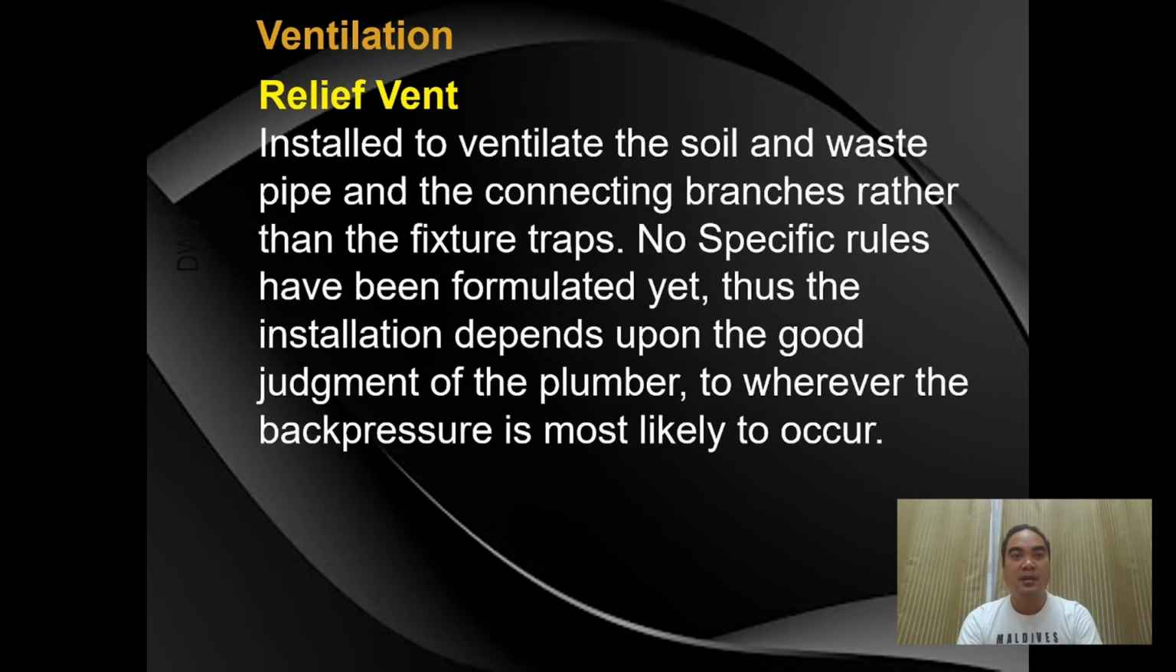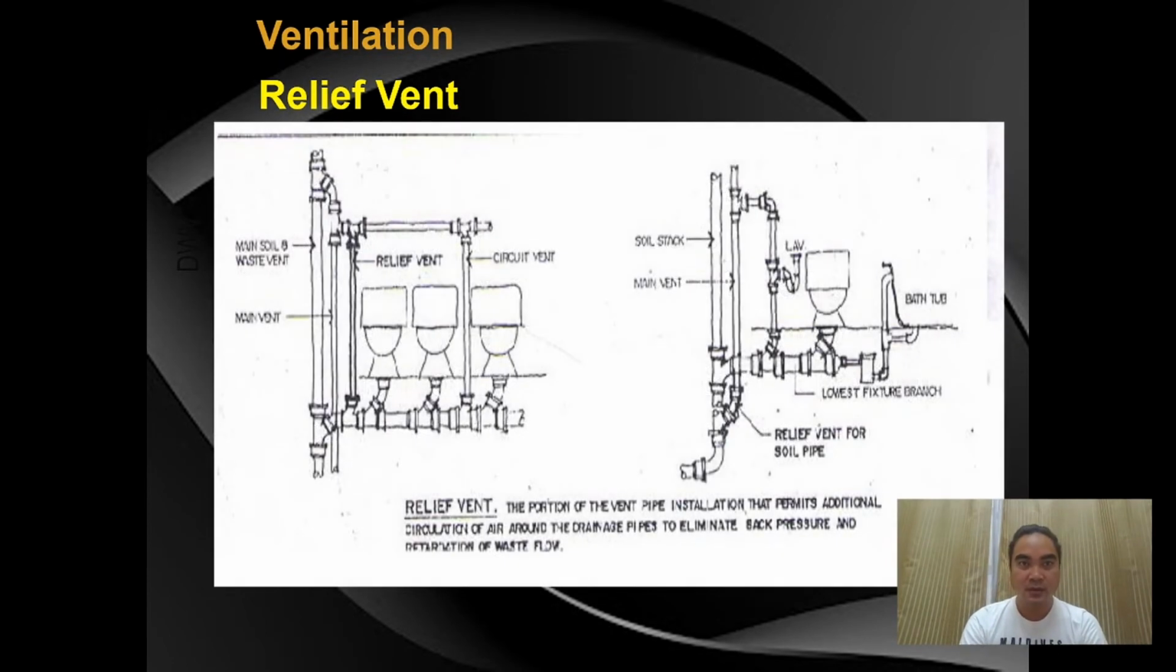Relief vent. Installed to ventilate the soil and waste pipe and the connecting branches rather than the fixture trap. No specific rules have been formulated yet. Thus, the installation depends upon the good judgment of the plumber, wherever the back pressure is most likely to occur. Relief vent.